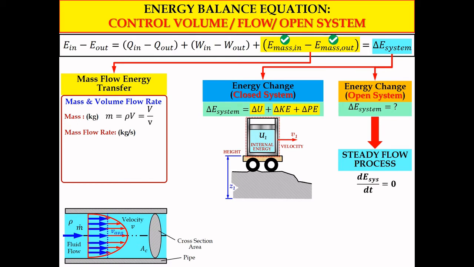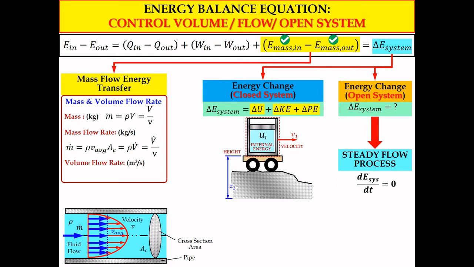And also we have m dot, which is the mass flow rate symbol. The mass flow rate equation: m dot equals rho, the density of the fluid, multiplied by average velocity, V average, multiplied by cross-section area, Ac. This equation also equals density multiplied by volume flow rate, V dot, and also equals volume flow rate, V dot, divided by specific volume. So this is the equation for mass flow rate.